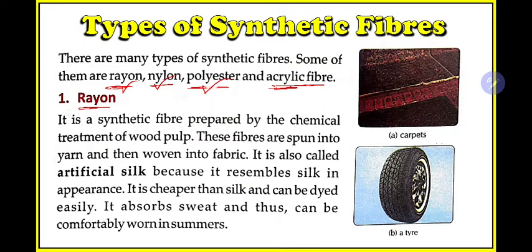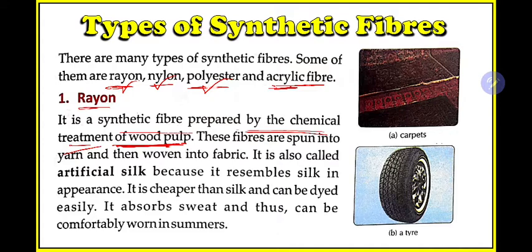So what is rayon? It is a synthetic fiber prepared by chemical treatment of wood pulp. In the last class I explained that synthetic fibers are fibers made by human beings using some chemicals in industries. So these are types of synthetic fiber, made using some chemical reaction or treatment of wood pulp.